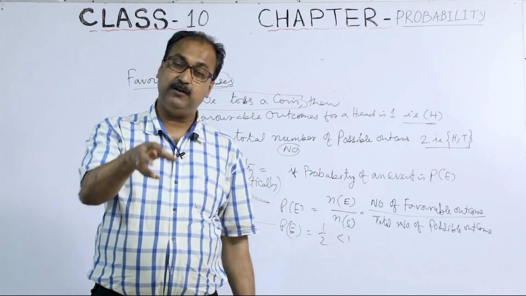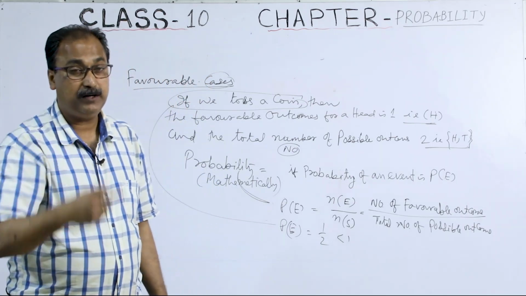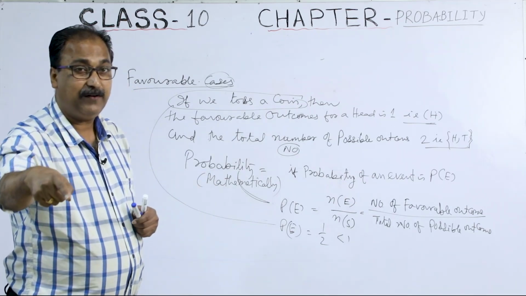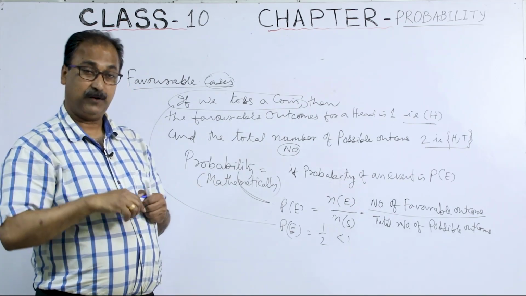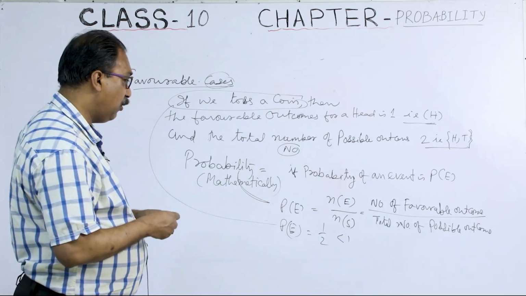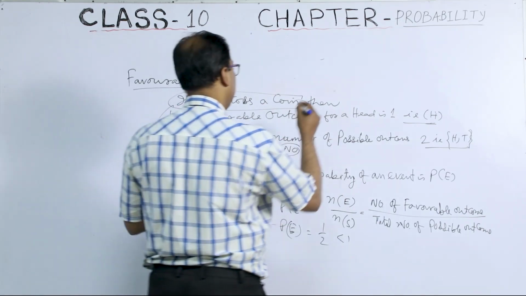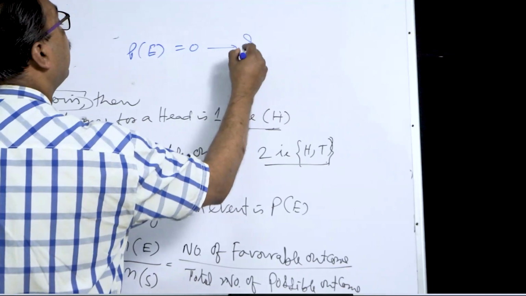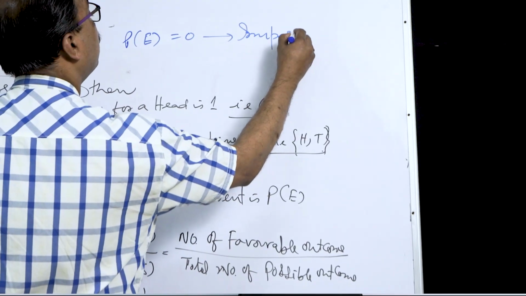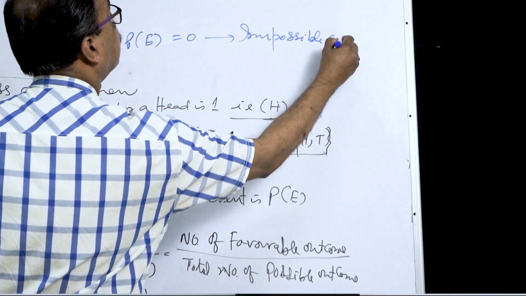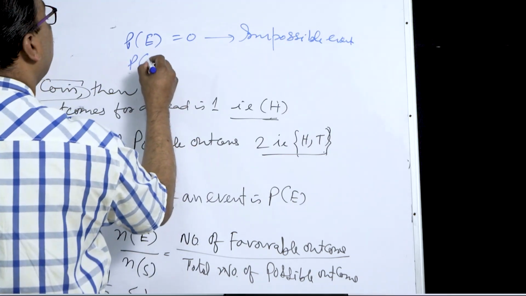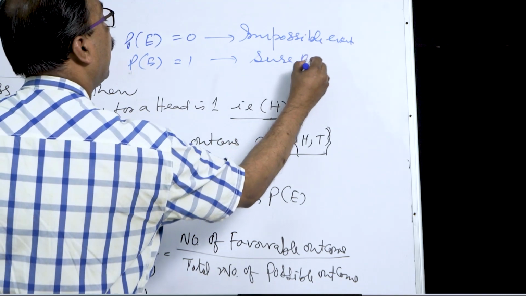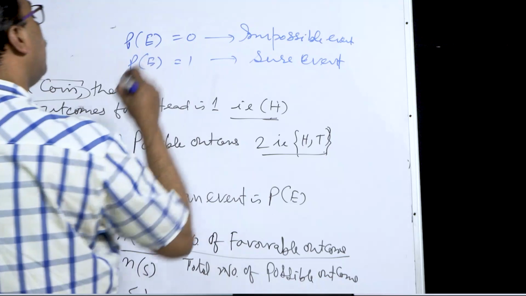Okay, sure event. What is there? It occurs. That's called sure. That's why that probability is 1. So, when P of E is 1, that's called a sure event. When the probability of an event is 0, it is called an impossible event. I repeat, if the probability of any event is 0, that is an impossible event. And if the probability of an event is 1, then it is called a sure event. Are you getting my point? The sure event is certain to occur.